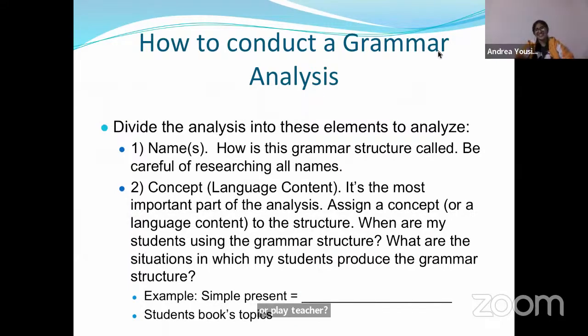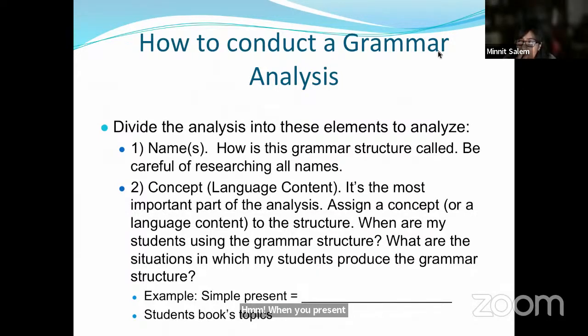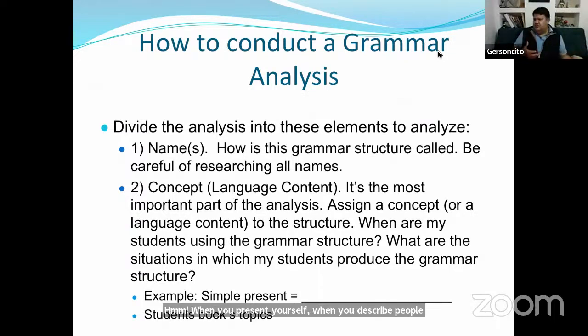Cool teacher. Very good. So the cool teacher will give them a concept, a time, and a real situation where they use the grammar. We have an example here, simple present. Well, what could be a concept for simple present? Can you think? Speaking about what? A ver, Salem. When you present yourself and when you describe people. Very good. So introducing yourself, meeting new people, meeting friends.